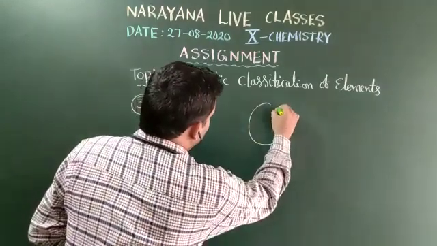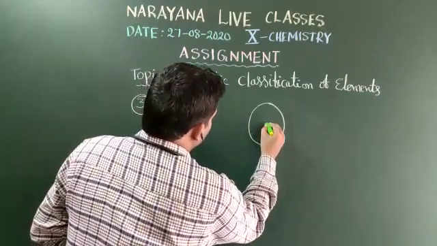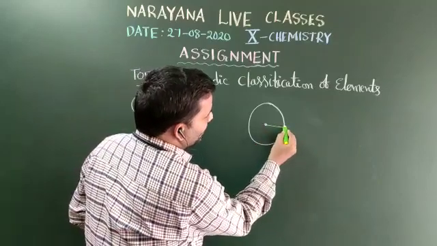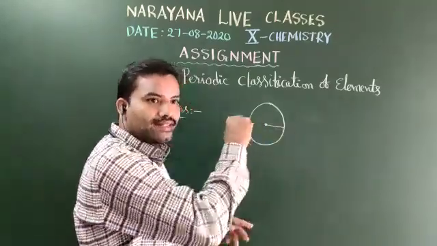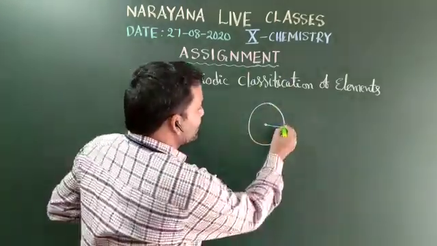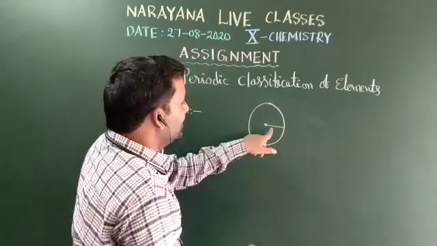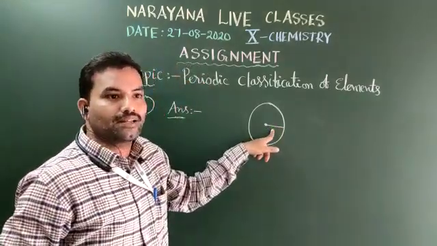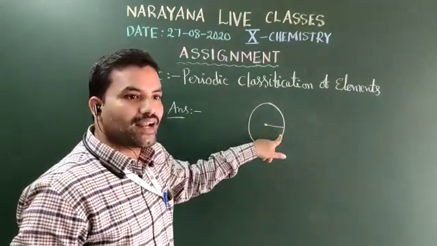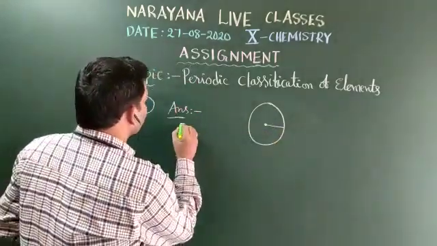For example, let us consider an atom. This is the nucleus, and it is visualized from the center of the nucleus. The distance between the center of the nucleus and the outermost shell of an atom, this distance, is nothing but the atomic size. Atomic size may be visualized as the distance between the center of the nucleus and the outermost shell.